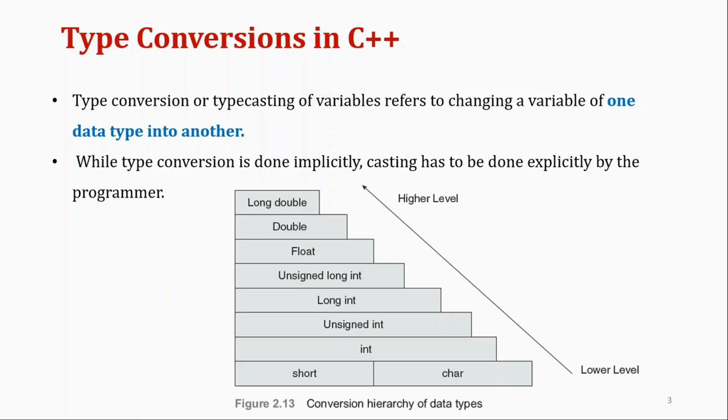So this is the hierarchy of type conversion, where the high level is long double, and the low level is short integer and character. You can type convert from character to long double, lower level to the higher level, and vice versa, or any types in between.